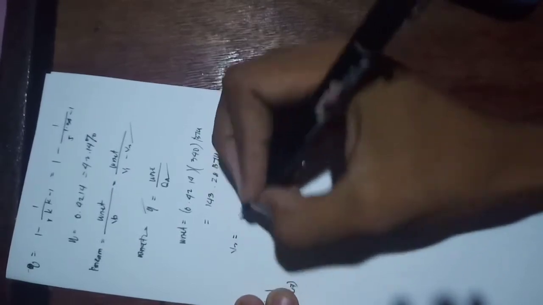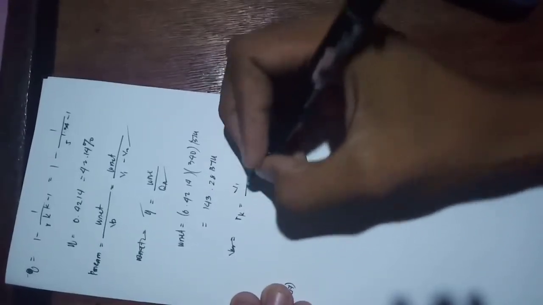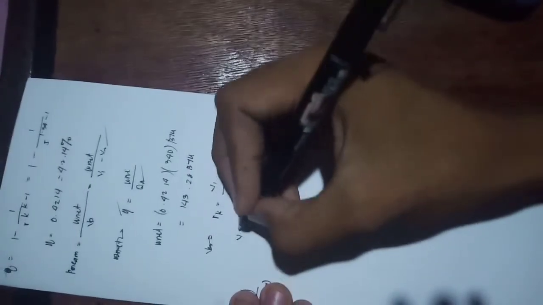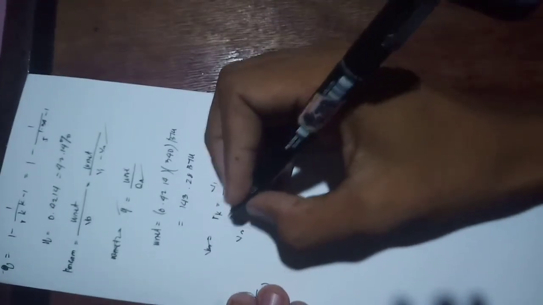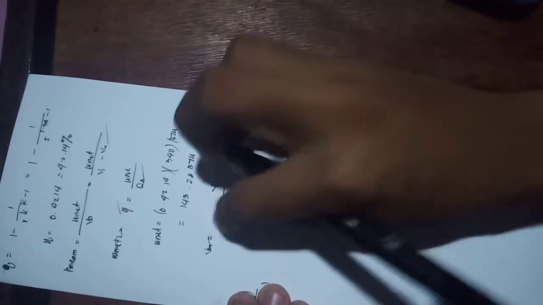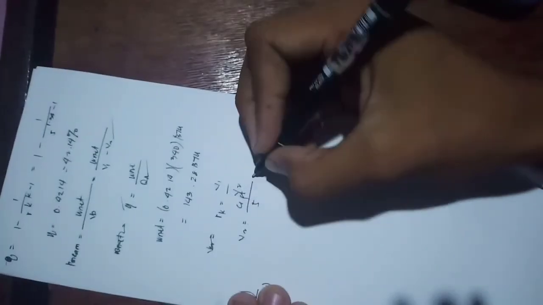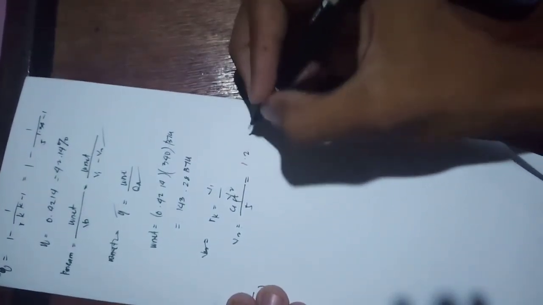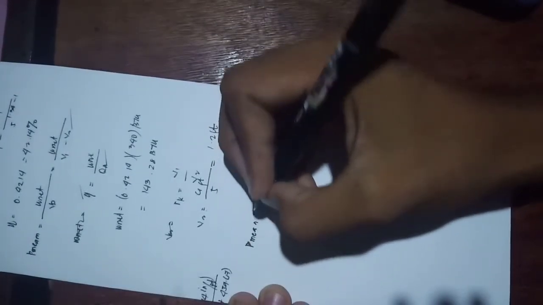We don't have V2, so let's solve for V2. We have the equation: the compression ratio is equal to V1 over V2. So let's solve V2 by manipulating the equation. V1 is equal to 6 feet over the RK 5, so we have 1.2 feet. So let's solve for the mean effective pressure.